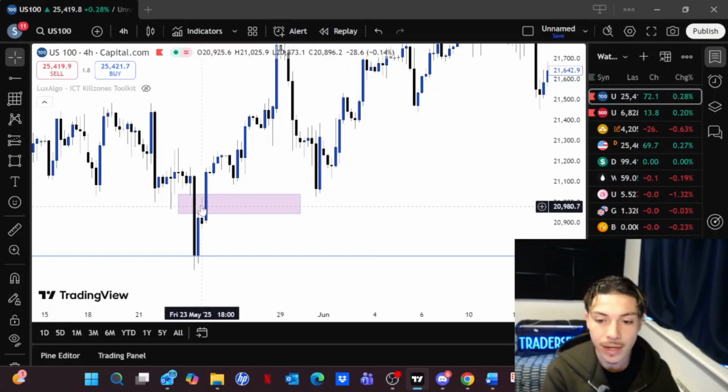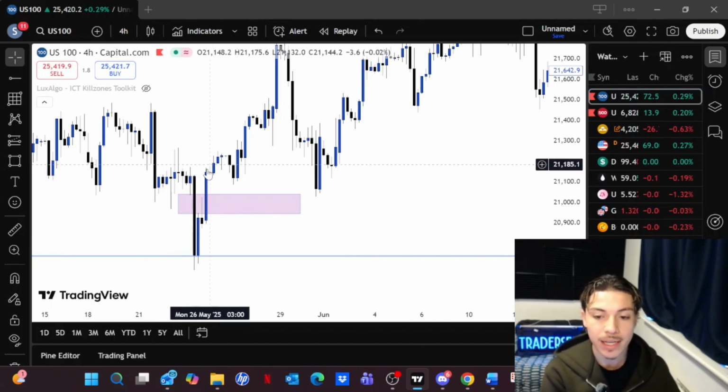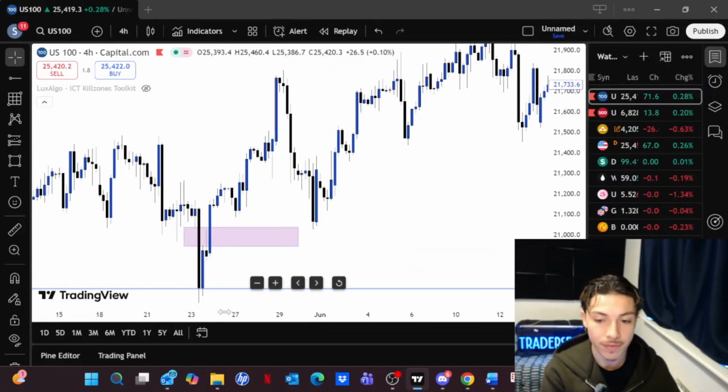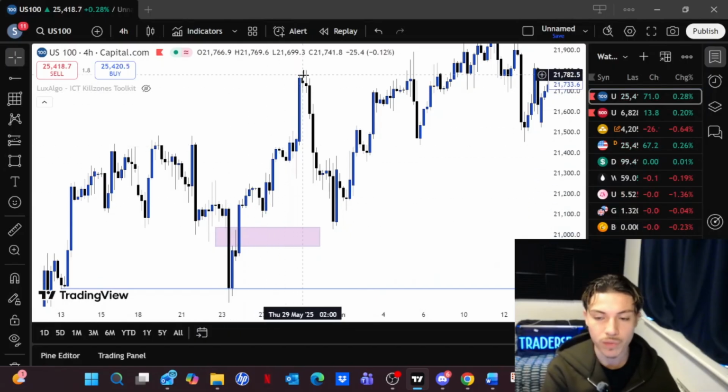And as we can see right here at this 11 p.m. candle, bang, we get this inversion. Once we get this inversion, that tells me that the buyers are now in control. So I am then interested in looking for some buys. And as you can see, we would have caught this absolutely lovely distribution move, making us a lot of money.